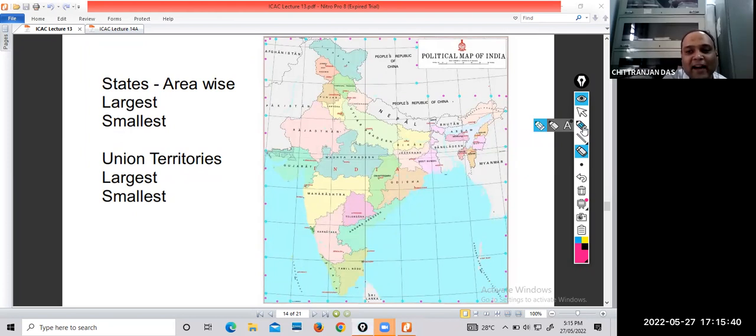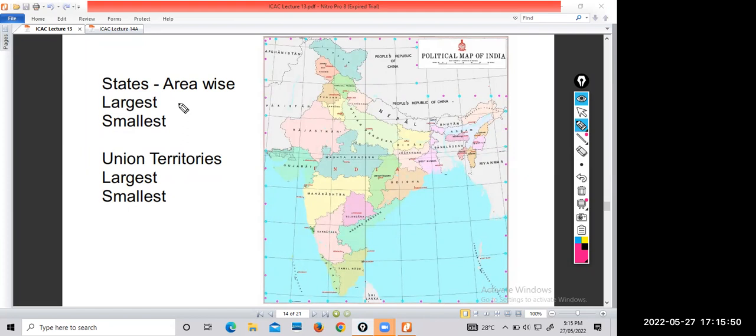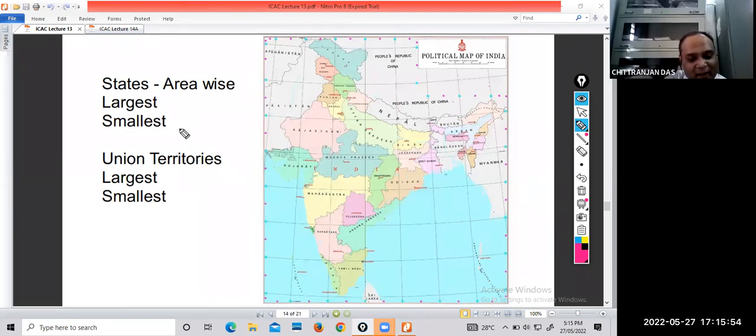Now tell me some facts. Smallest state of India and largest state of India. Largest state of India, can somebody tell me? Yes, Rajasthan. Very good. Smallest state of India? Goa. Very good. Union territories now.